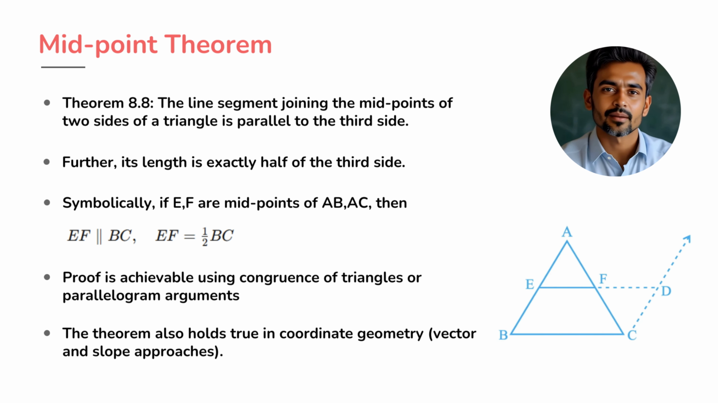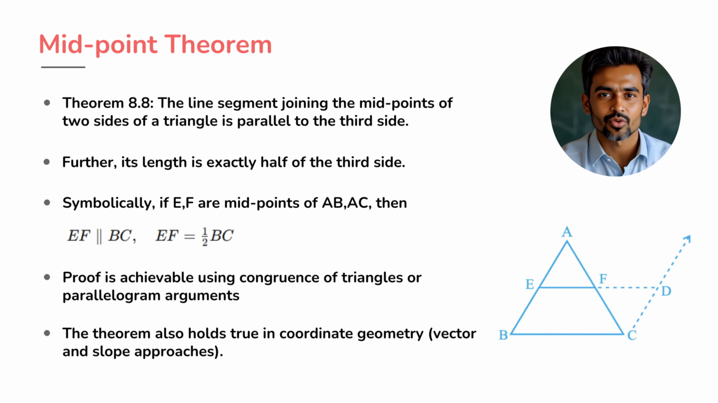Here's the heart of it. Theorem 8.8. It says, the line segment joining the midpoints of two sides of a triangle is parallel to the third side and its length is half of it. In symbols, if E and F are midpoints of AB and AC, then EF is parallel to BC, and EF equals 1 by 2 into BC.